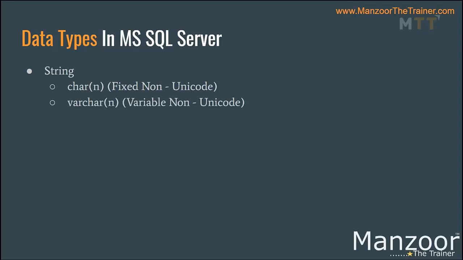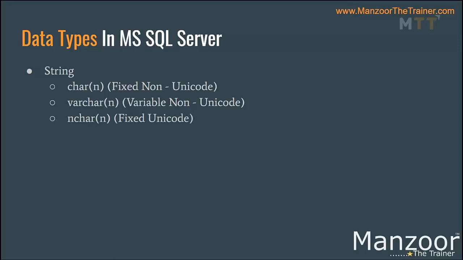Second is varchar. Variable length of characters. That means if you say varchar 10, it will not occupy 10 spaces. If you store a word of two letters, it will take only two spaces. If you store a word of three letters, it will take three spaces. At most, you can store 10 characters. So length is variable, but at most you have given n. But again, it is non-unicode. That means you cannot store universal characters in this.